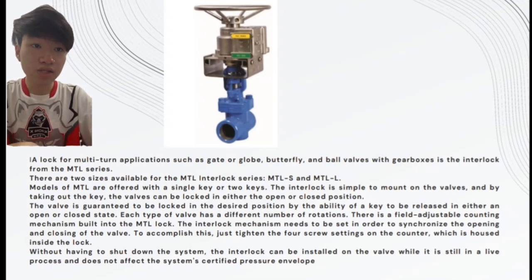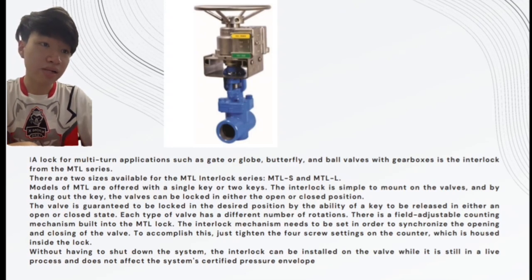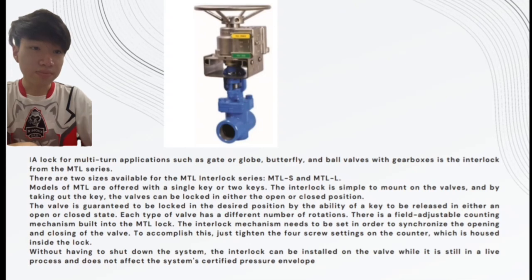The valve is guaranteed to be locked in the desired position by the ability of a key to be released in either an open or closed state. Each type of valve has a different number of rotations. There is a field adjustable counting mechanism built into the MTL lock. The interlock mechanism needs to be set in order to synchronize the opening and closing of the valve.